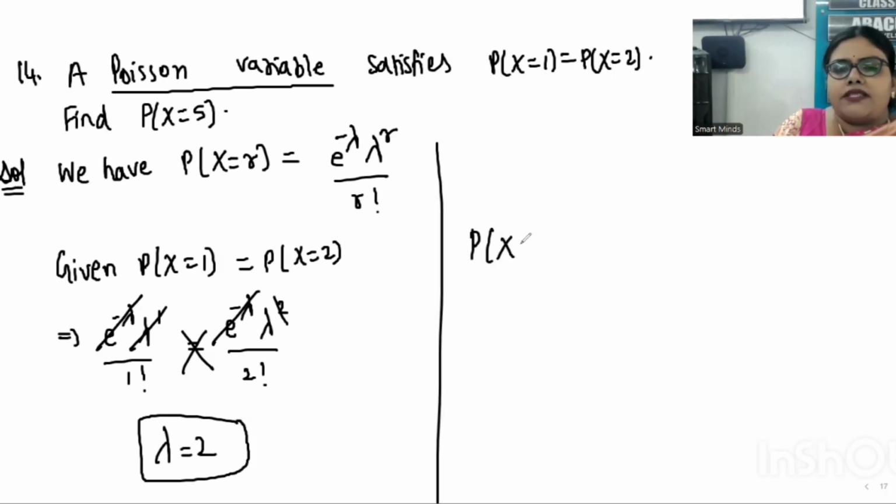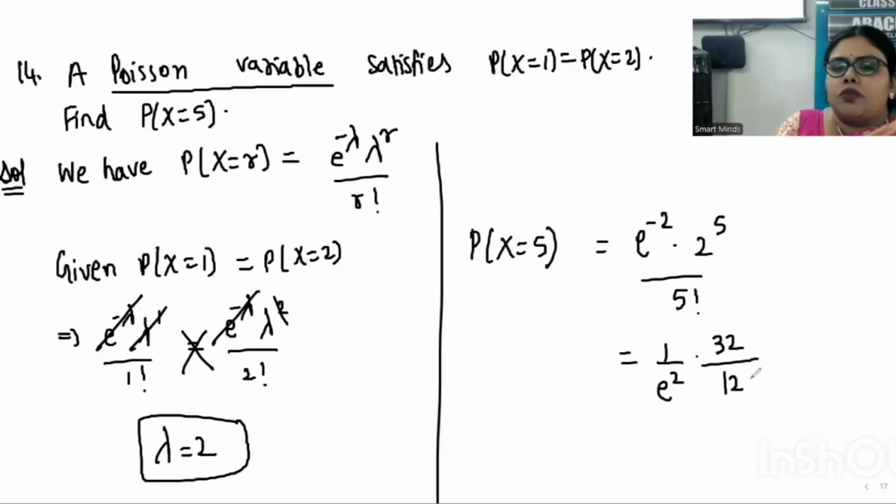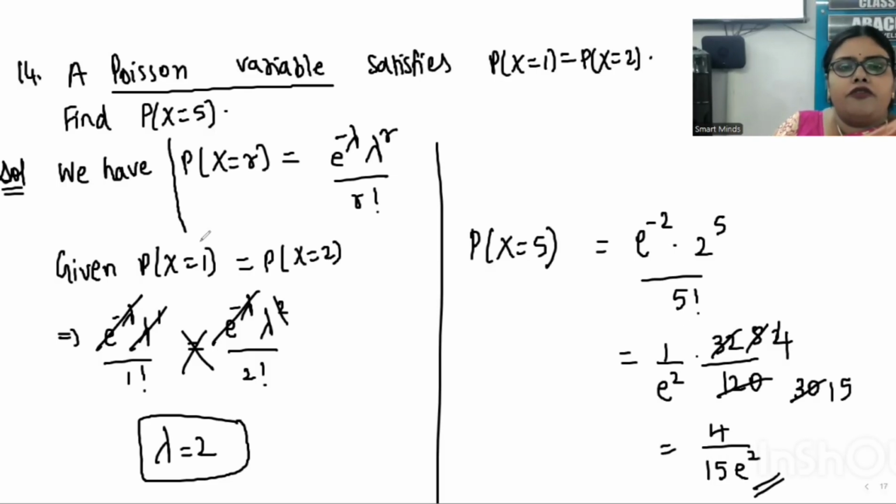Now to find P of x is equal to 5, put r is equal to 5 and lambda is equal to 2 and substitute in the same formula. So that is e power minus 2 into 2 power 5 by 5 factorial. That is 1 by e square into 32 by 5 factorial is 120. 4 8s are, 4 30s are, 4 2s are, 2 4s are and 2 15s are. So that is 4 by 15 e square. This is the final answer. So for this problem, just if you remember this formula, you can do the entire problem.